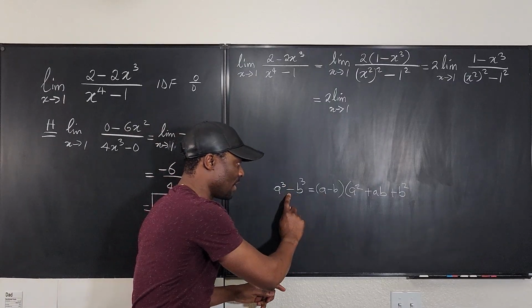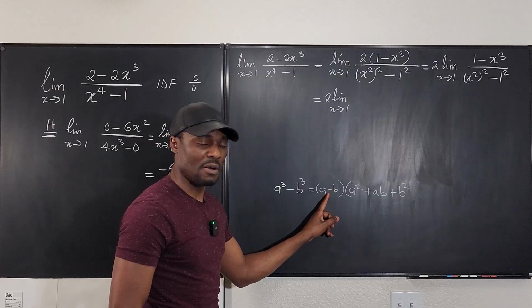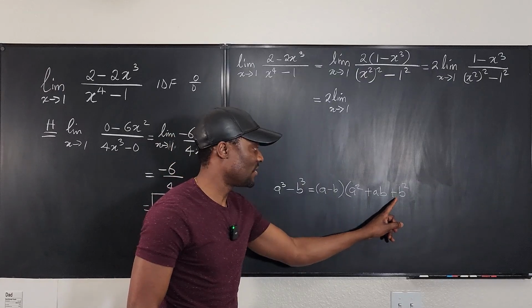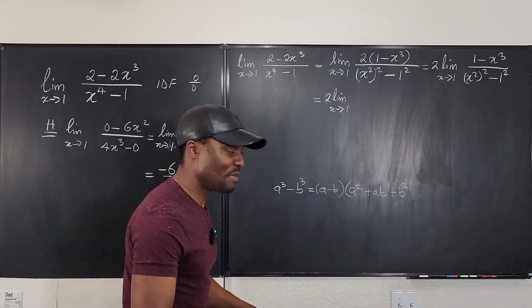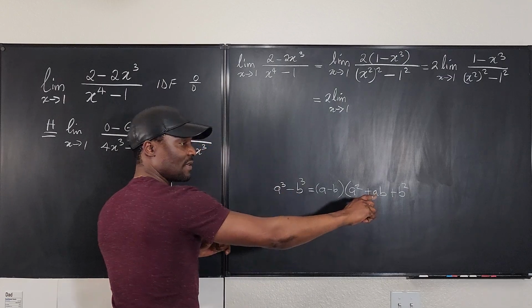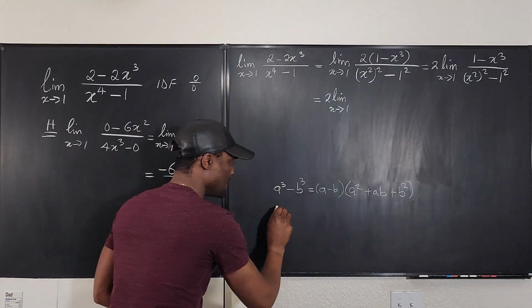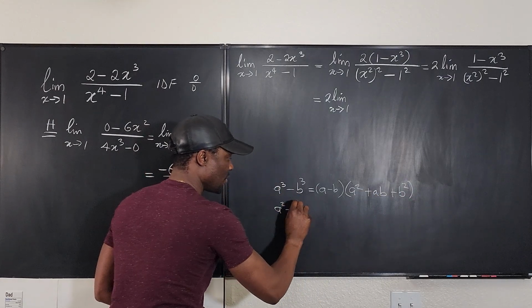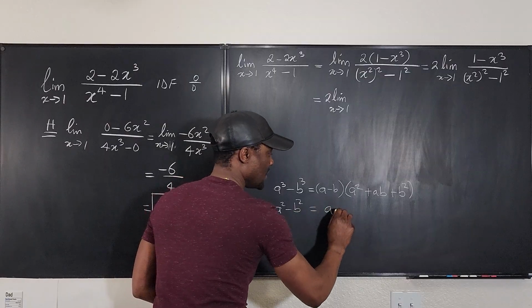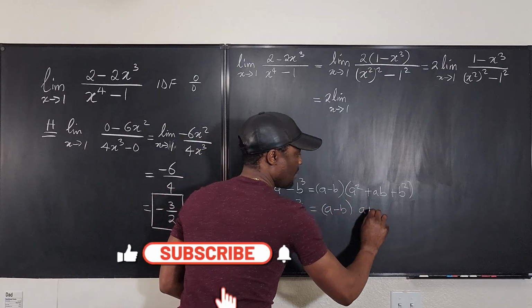Even if this was a plus, you gotta switch this to become a plus also and switch this to be a minus. This is always a plus, an easy way to remember, okay? And so this is difference of 2 cubes. And then for difference of 2 squares, it's gonna be a squared minus b squared, which is a minus b, a plus b.